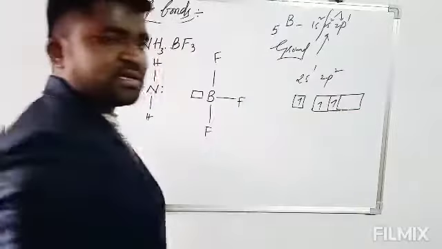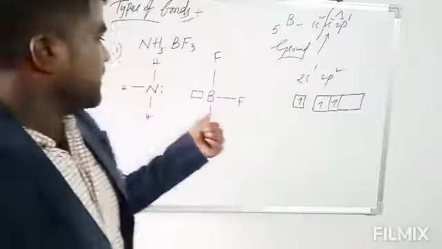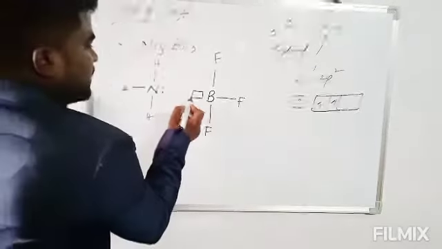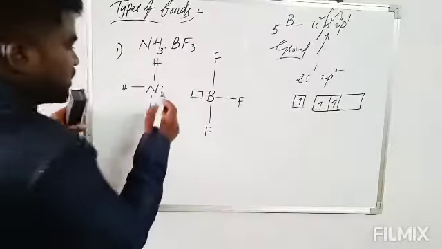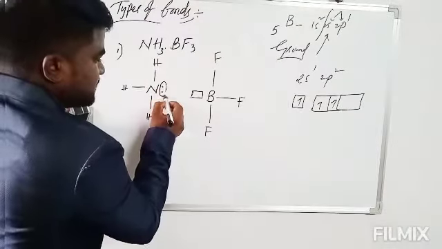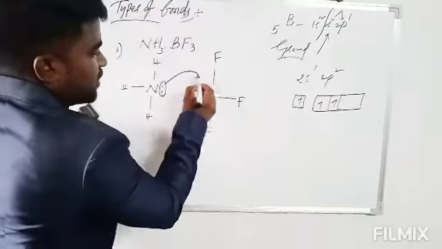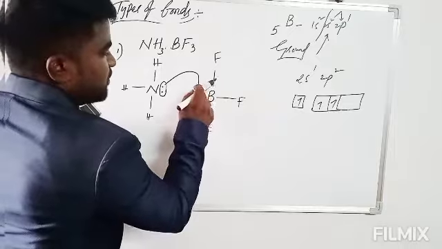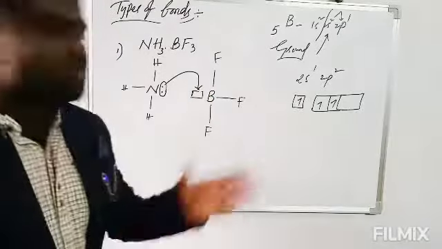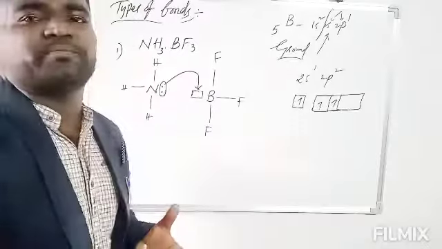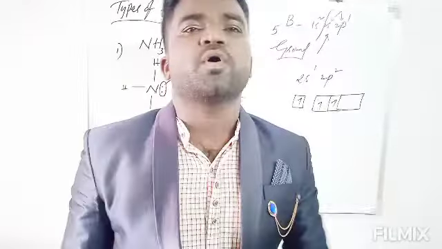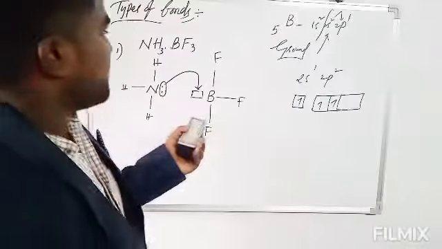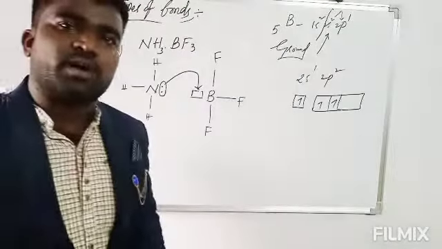So an empty orbital is there, and that empty orbital is written here. Now it is possible to fill it with 2 electrons. So the nitrogen lone pair will be donated to the boron, and the boron will accept the electron pair. As a result, both molecules come together and give the ammonia boron trifluoride molecule. So this is the formation of ammonia boron trifluoride.